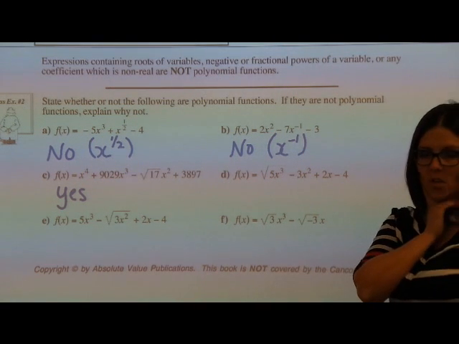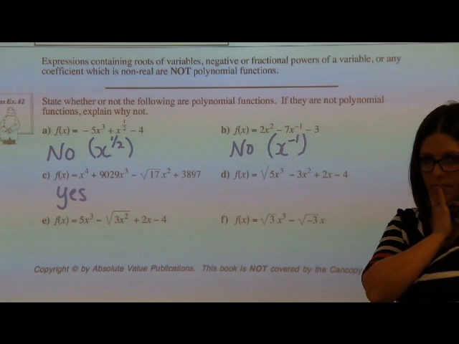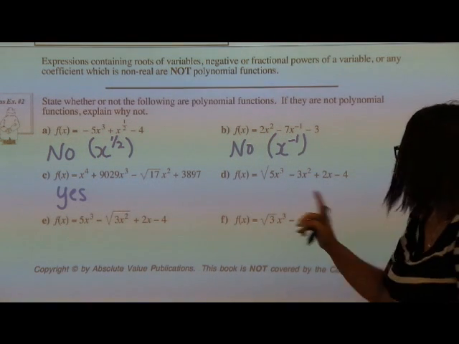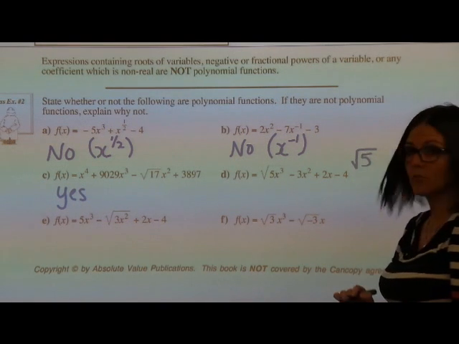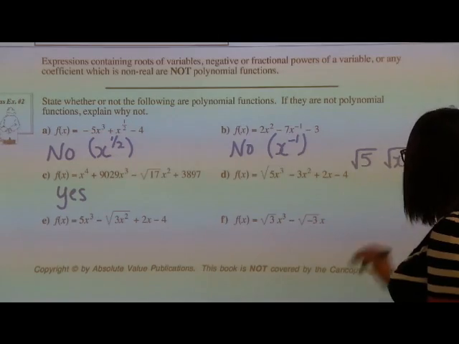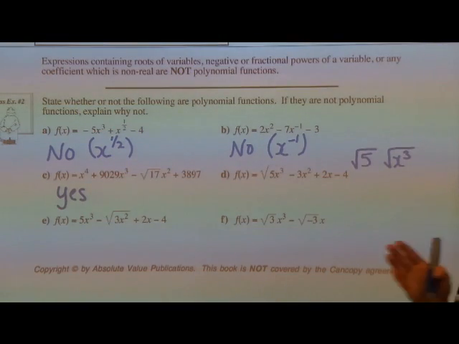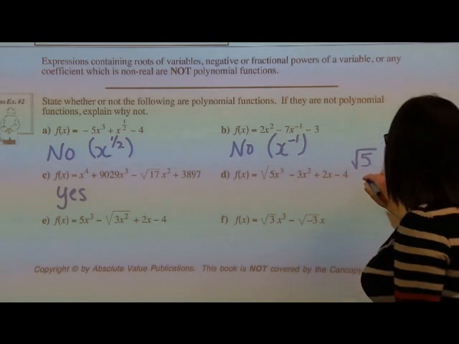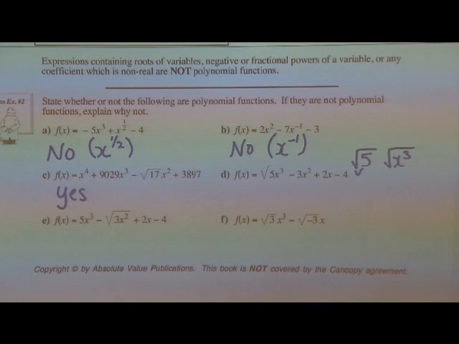Which term on D is causing us to look at it? Probably the root 5x cubed. Okay. So that root 5x cubed, I can split it up as root 5 and then root x cubed. Is root 5 a real number? Yeah, it's okay. Is root x cubed going to meet my parameters of my variable?